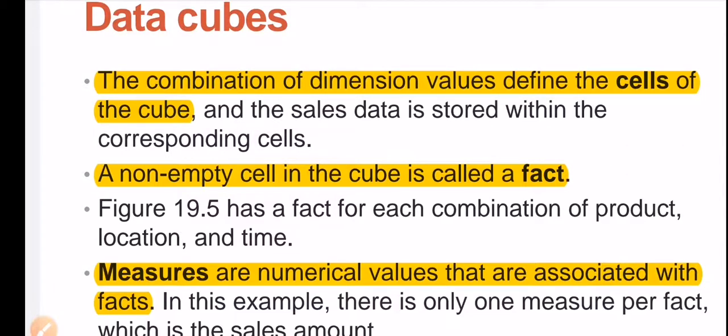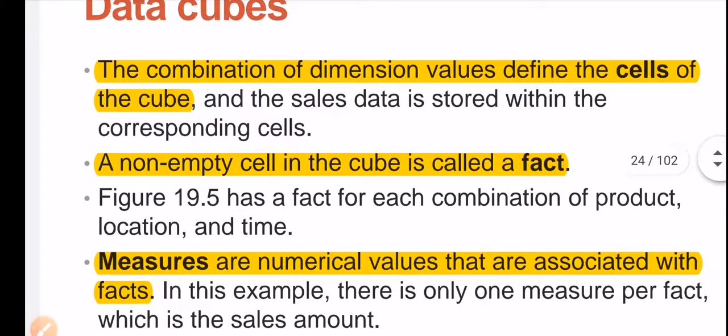has different terminologies. Cell: the combination of dimension values defines the cell of the cube. Fact: a non-empty cell in the cube is called a fact. Measures: measures are numerical values that are associated with facts. So we have a cell, which is empty. We have a fact, which is a non-empty cell, and then we have the measure, the value inside the cell.